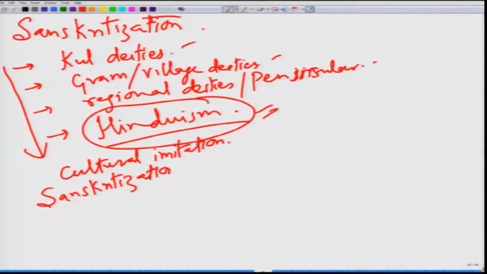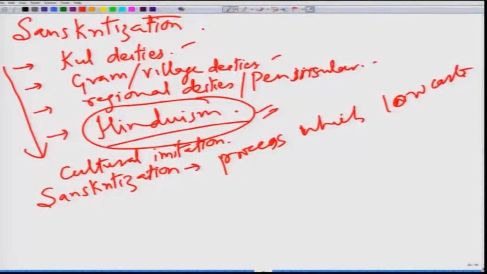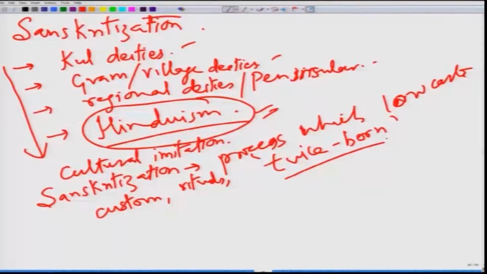Now, M. N. Srinivas has talked about, in his important work Social Change in Modern India, two concepts. One of course is Sanskritization. About Sanskritization, how he defines it is that it is a process by which the low caste, or the tribes or the groups, take over the customs, rituals, beliefs, ideologies, and the style of life of the higher, in a particular sense the twice born, that is the Dvija, the twice born or the Dvija caste.